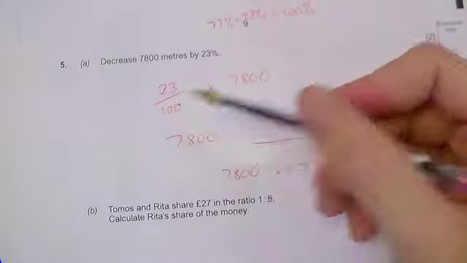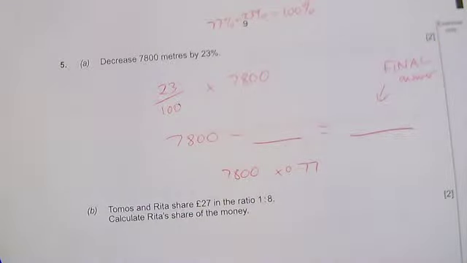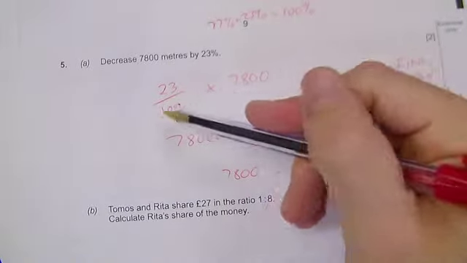0.23 is the same as 23 over 100. So could you do 1 minus 0.23 times? It's exactly the same thing that I've got here, okay? It's just written in a different way.